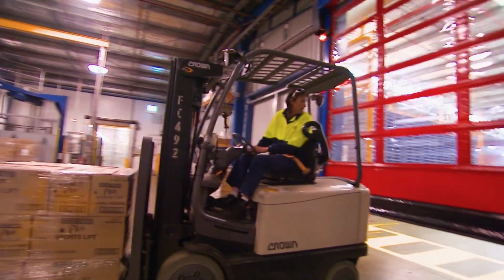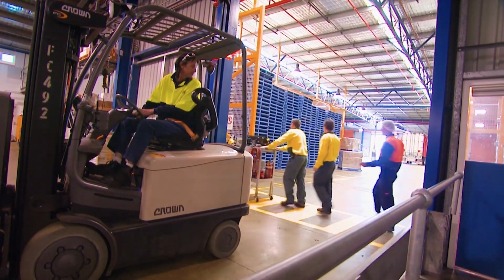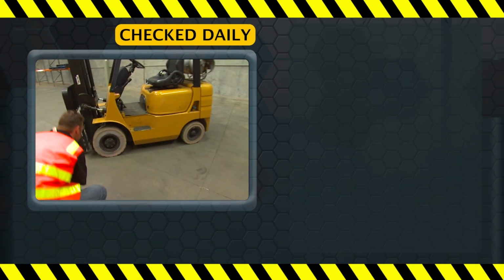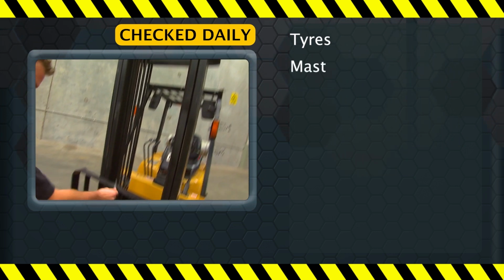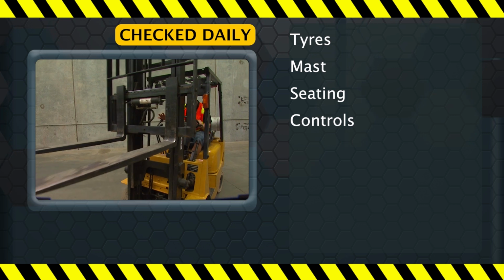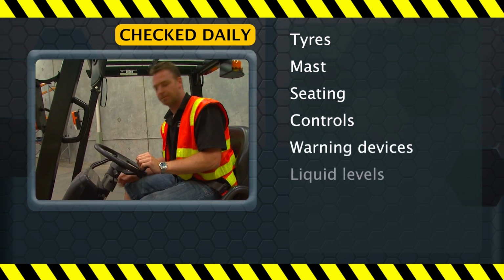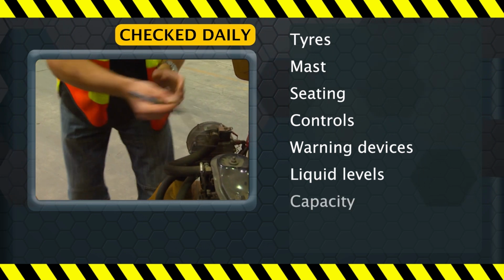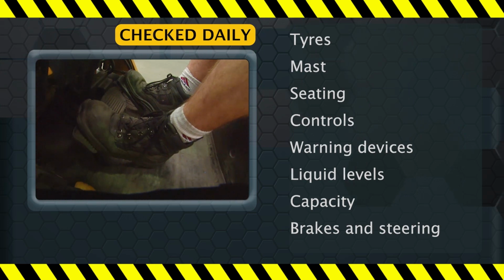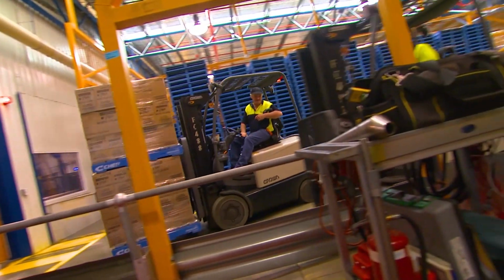These statistics emphasise the importance of having well-maintained forklifts operated by trained workers. Forklifts should be checked daily for the effectiveness of tyres, mast, seating, controls, warning devices, audible and visible, liquid levels, capacity, brakes and steering. Drivers should also ensure that they follow the procedure for regular maintenance checks.